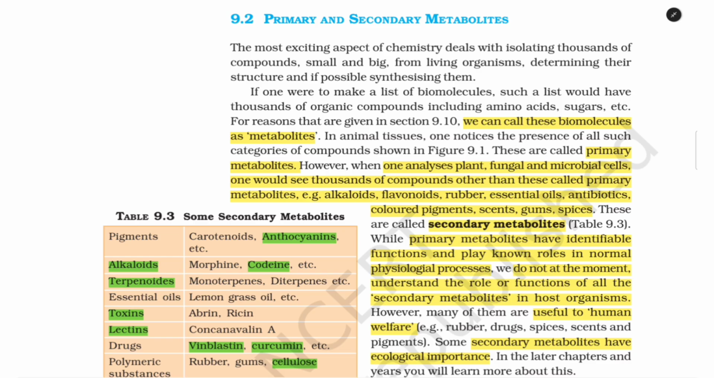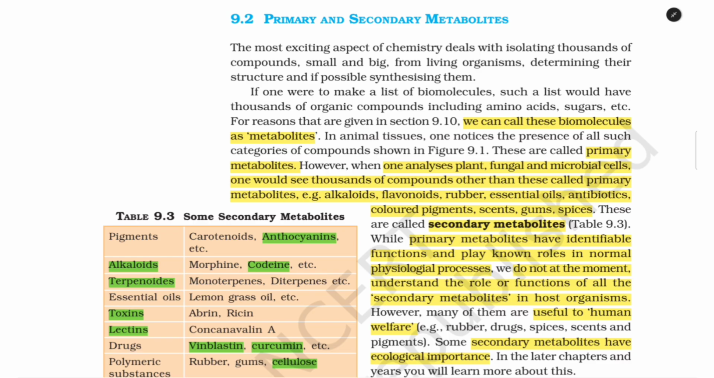However, when one analyzes plant, fungal, and microbial cells, one would see thousands of compounds other than these primary metabolites. Examples: alkaloids, flavonoids, rubber, essential oils, antibiotics, colored pigments, scents, gums, spices. These are called secondary metabolites, table 9.3.